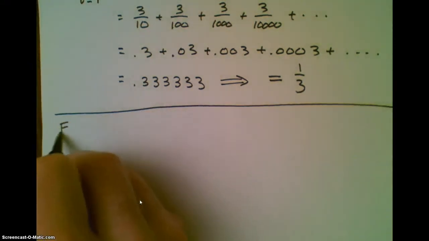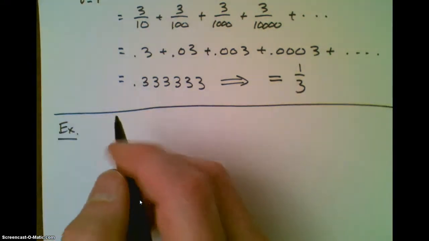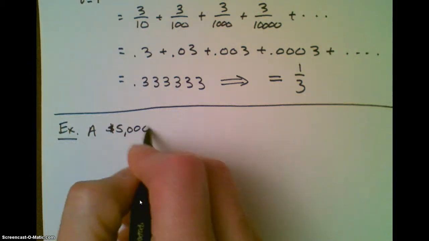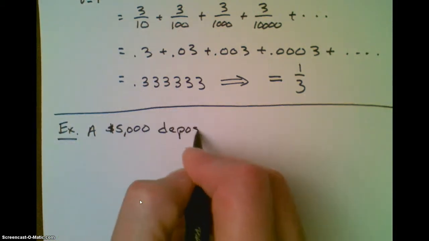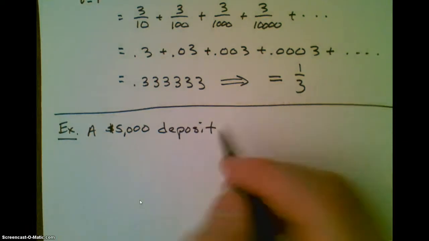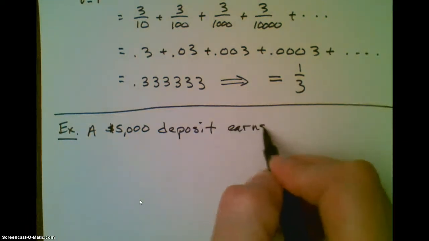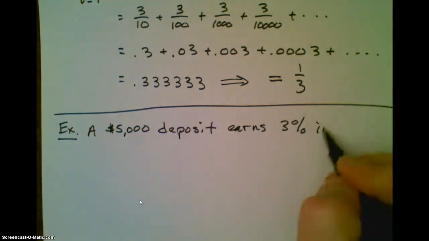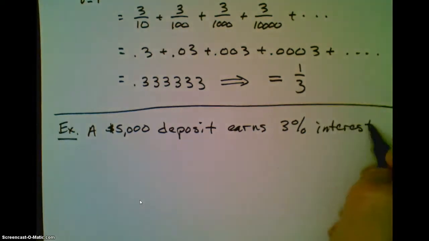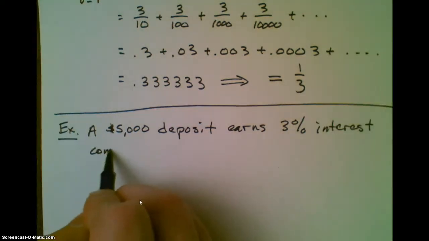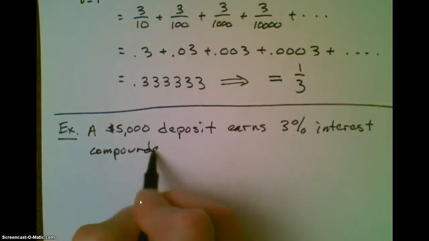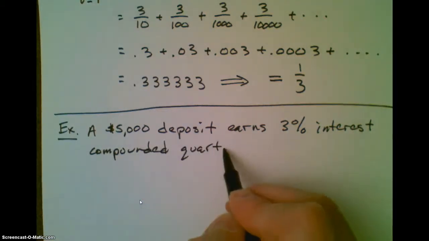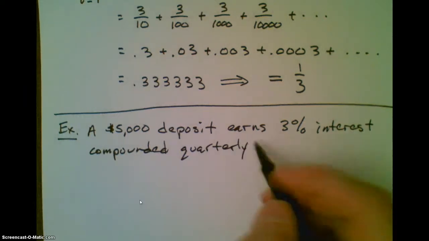So we've got a $5,000 deposit earns 3% interest, compounded quarterly. And we'll talk about what that means in a minute.